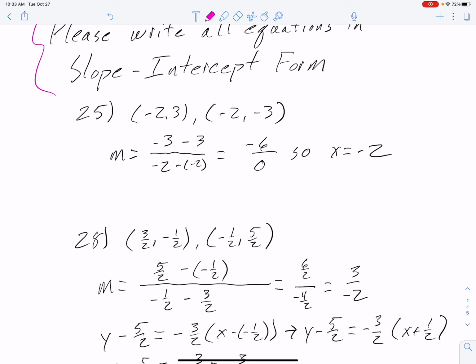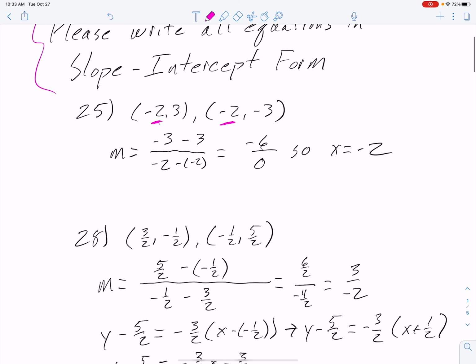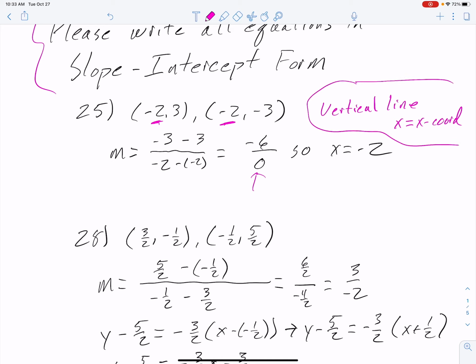Now in 25, some people might notice just from the 2 points given that they've got a vertical line, and any vertical line is always x equals the x-coordinate, but if you don't notice, that's okay. What should give it away is that when I set up my slope, I get 0 in the denominator. If I end up with 0 in the denominator, I know I've got a vertical line. Well, what's the equation of that vertical line? x equals the given x-coordinate.